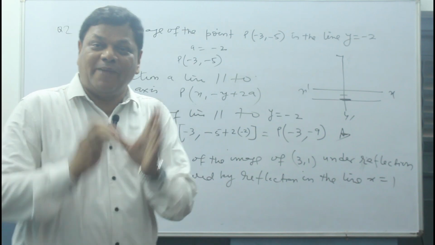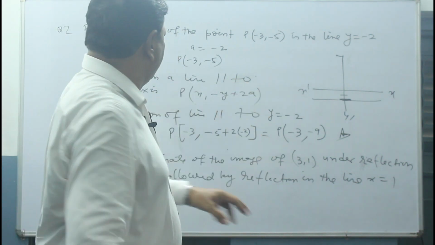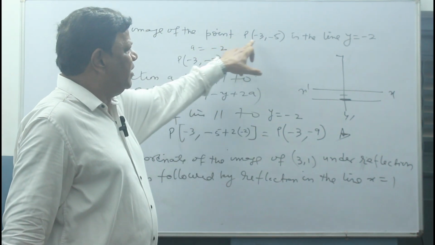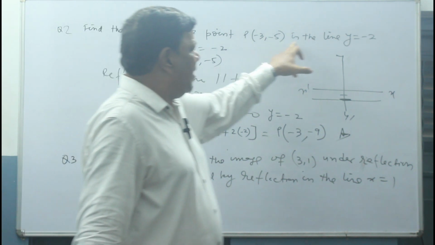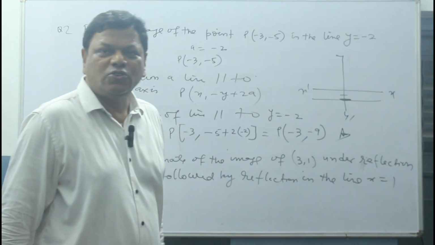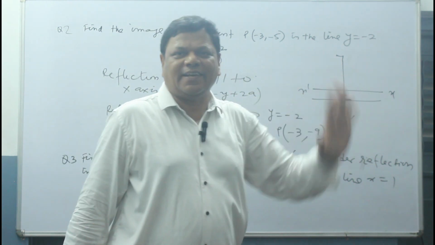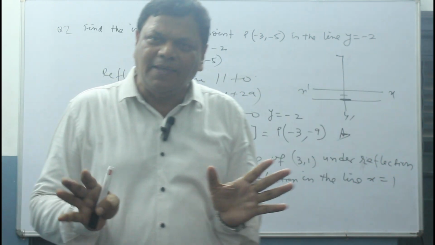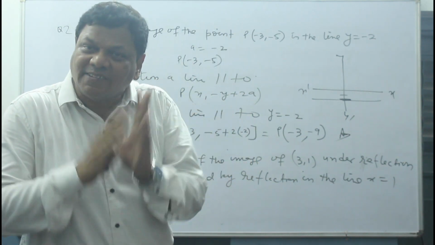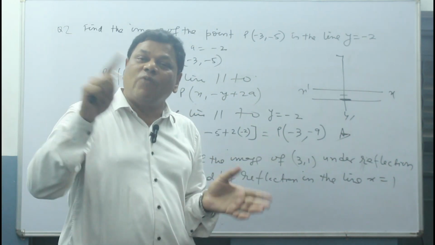Once more I am explaining for you to understand. Don't worry. See here. Image of the point P minus 3 minus 5 in the line y equal to minus 2. Y equal to minus 2 plot here. So this is parallel to x-axis. Whenever y equal to something is given, parallel to x-axis. X equal to something given, parallel to y-axis.